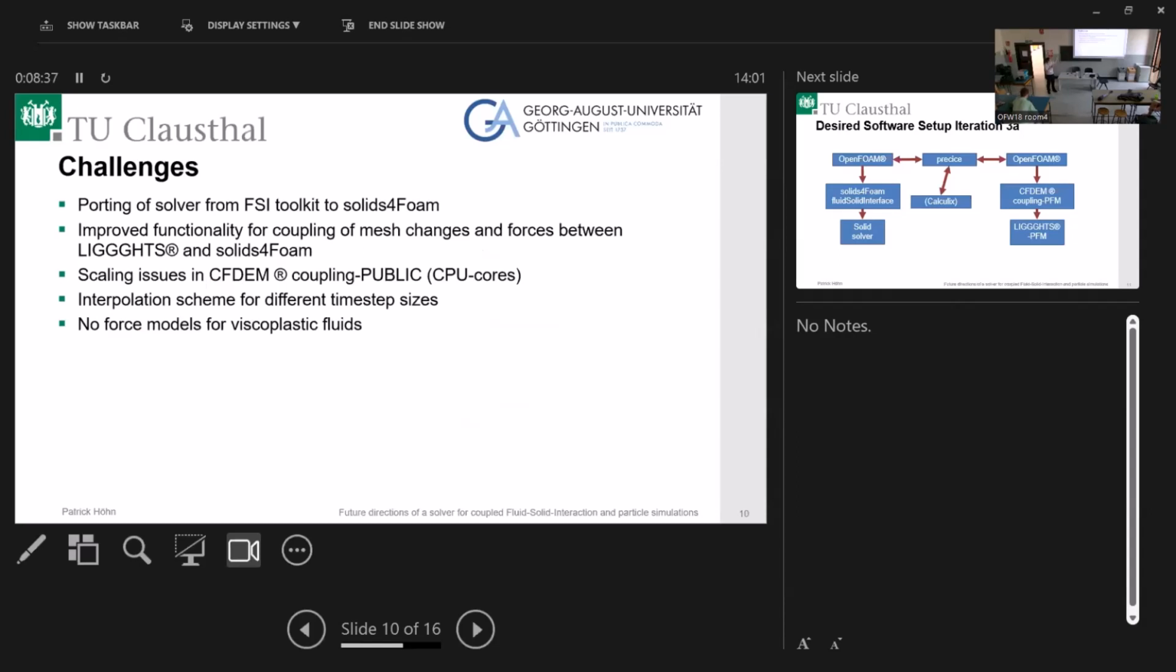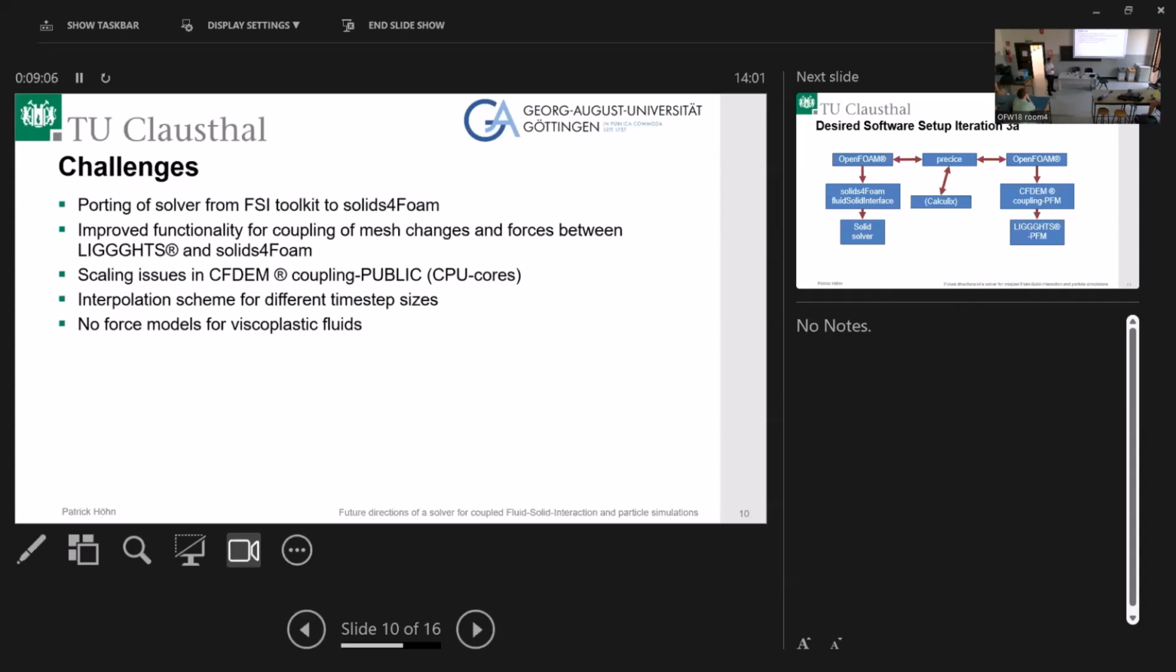Also, the first point I mentioned, the second one, LIGGGHTS and CFDEM coupling, at least with the public version, have severe scaling issues. If you go to more than 15 cores, you have a very fast performance drop, and it does not scale out at all. It's a design limitation of the public version, so that is something to overcome.